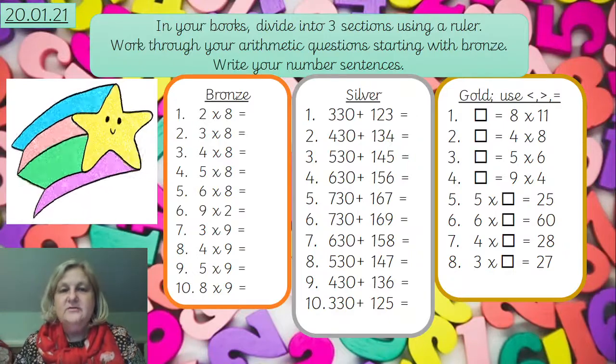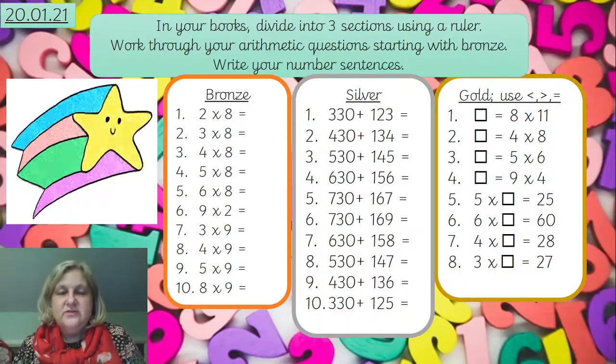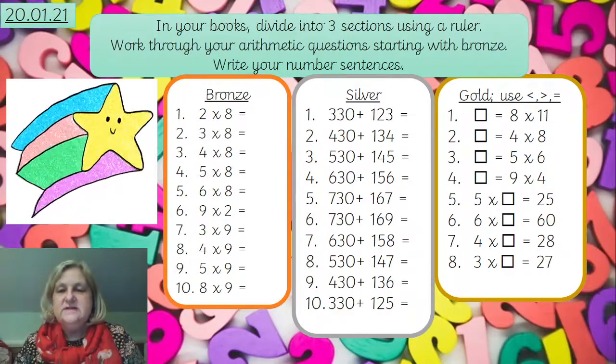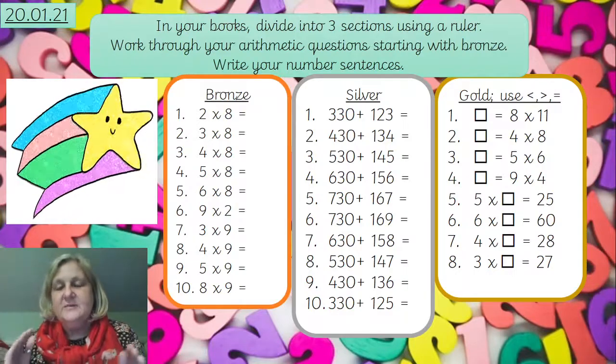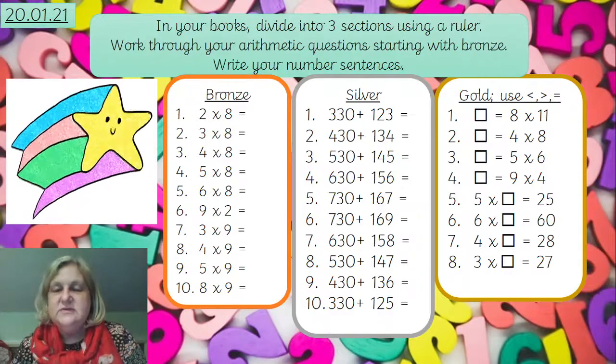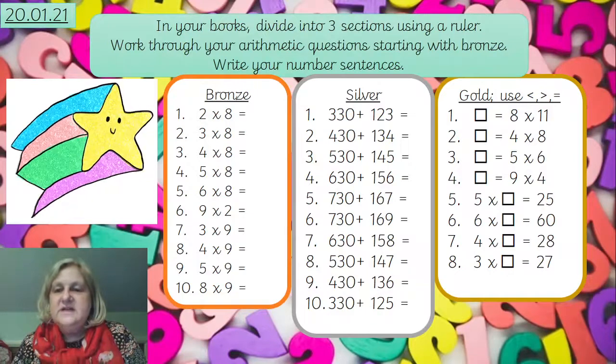Starting off with our arithmetic. Here are the 3 columns for you: bronze, silver and gold. Bronze is 8 times table and 9s. Silver, there's a pattern of increasing and then it decreases. See if you can work out what that pattern is and perhaps predict the next number in the sequence as your answer. See how you go.